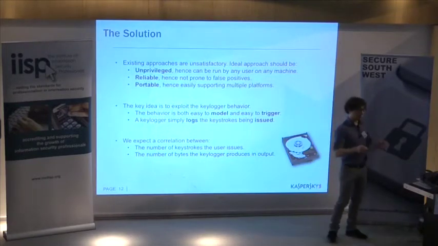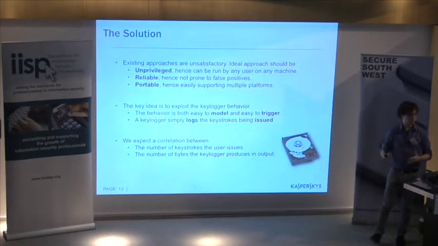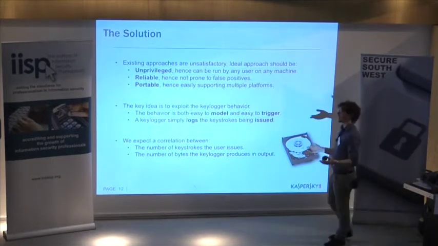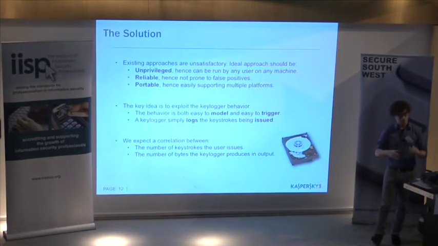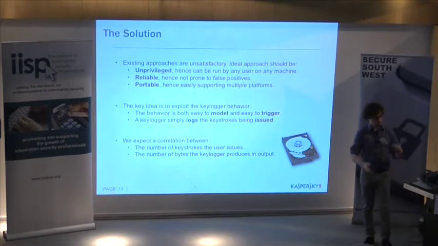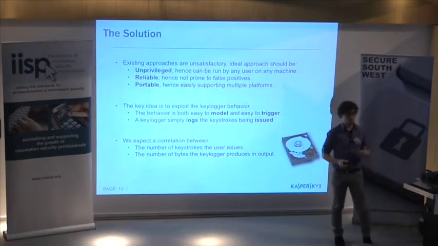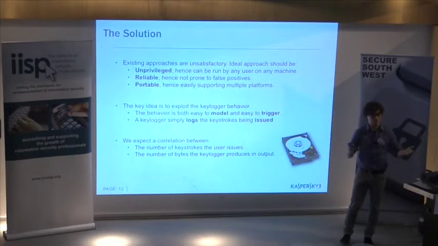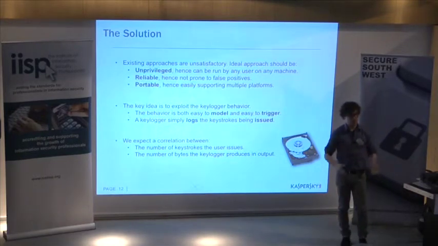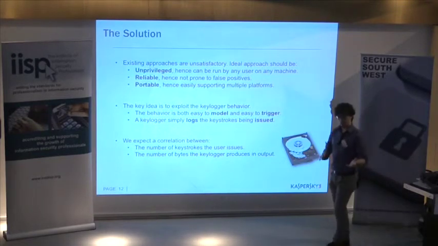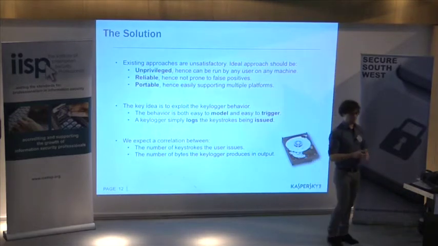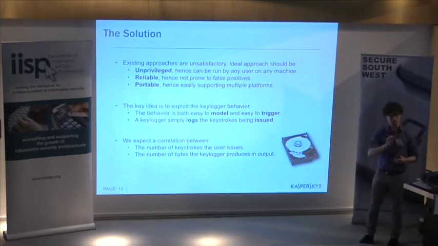So the idea is simple. A keylogger is a program that behaves like the user without being allowed to. So for instance, I would expect Word, if I'm writing a letter, to behave like I do. So more CPU activity, more I/O activity if I type. Whereas I don't expect a program in the background to do that, right? Because why is it storing? Why is it reading what I'm doing? So the idea is to correlate two things: the number of keystrokes that I type, or, the most correct way to say it, the pattern, and the number of bytes the keylogger produces in output.